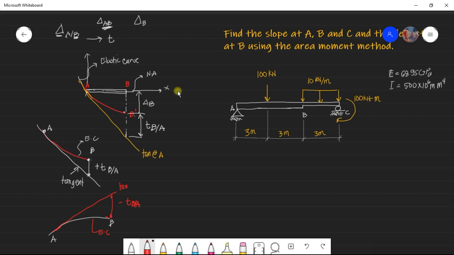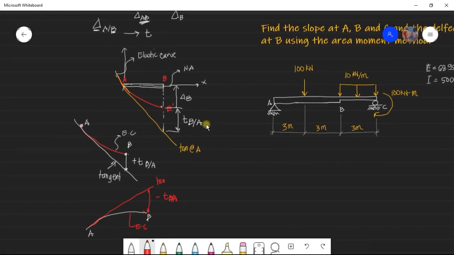Okay? So, we have also the sign convention for rotations or slope. If this is a horizontal line and then we have a tangent, this is the tangent. If this rotation is clockwise, this is a negative slope. But if the rotation is counterclockwise, this is a positive slope. So, remember these sign conventions.